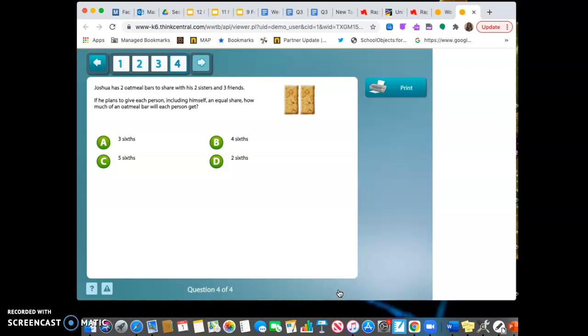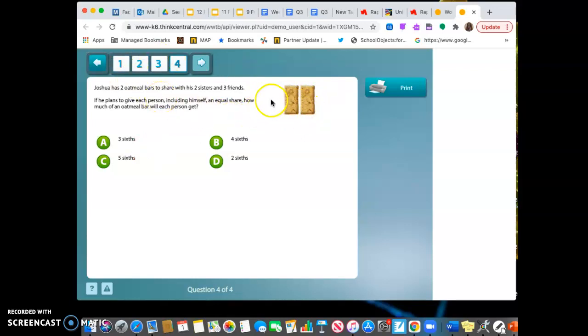So, there's 2 bars, correct? So, if he cut it in half, there would only be 4 pieces. That's only enough for 4 people to have half, so that's not happening. So 1/2 would be 3/6, so you can get rid of A. A is not the right answer, okay? 5/6 would be they almost all get a whole one. And that's not true either, right? They can't all get a whole one because there's not enough oatmeal bars. There's only 2 oatmeal bars and 6 people.